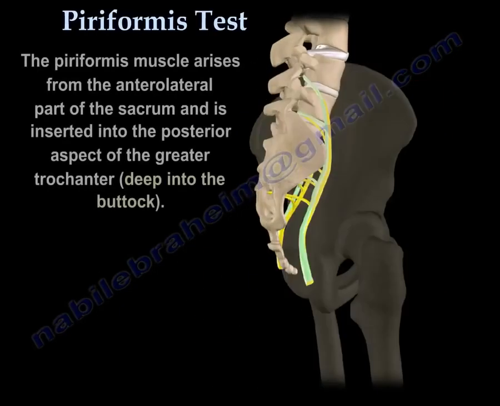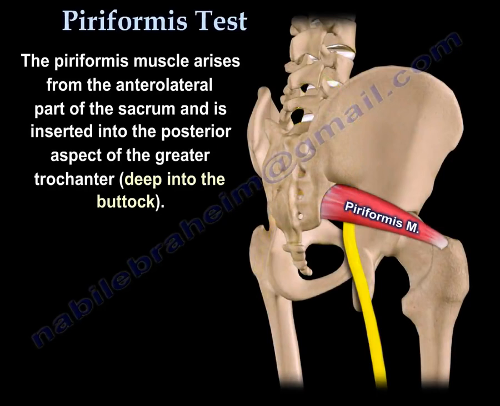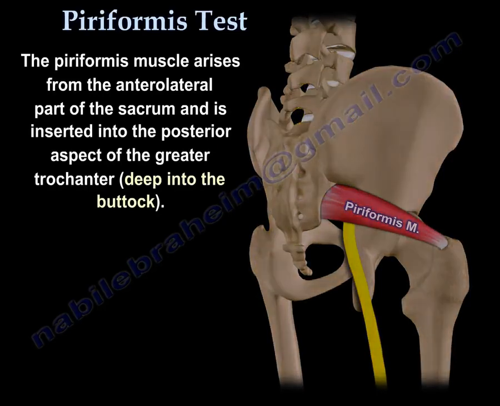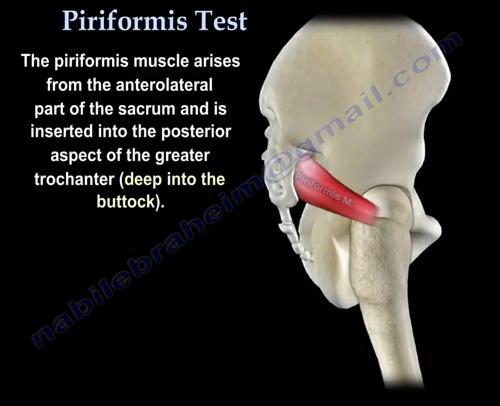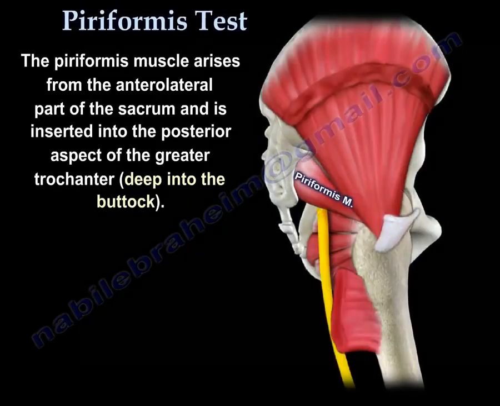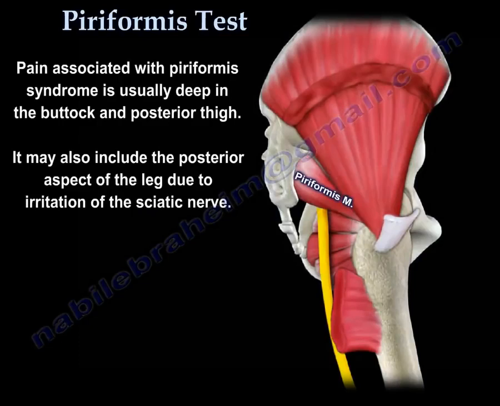Let's talk about the piriformis syndrome and piriformis test. The piriformis muscle arises from the anterolateral part of the sacrum and is inserted into the posterior aspect of the greater trochanter, deep in the buttock. The pain associated with piriformis syndrome is usually deep in the buttock and the posterior thigh. It may include the posterior aspect of the leg due to irritation of the sciatic nerve.